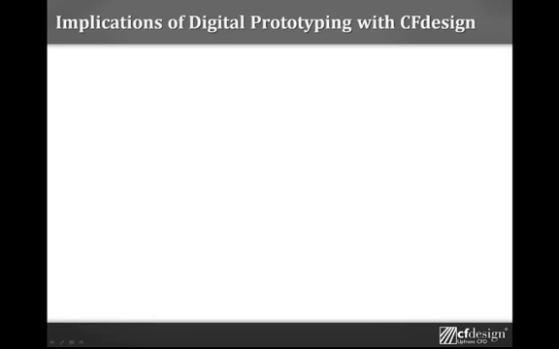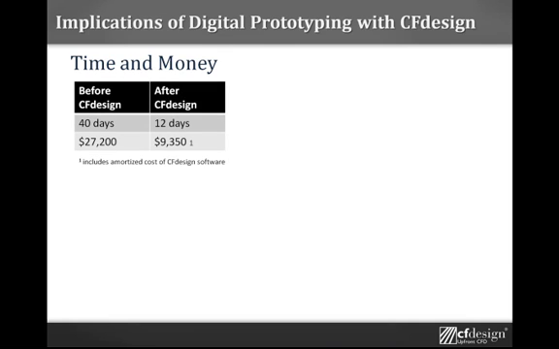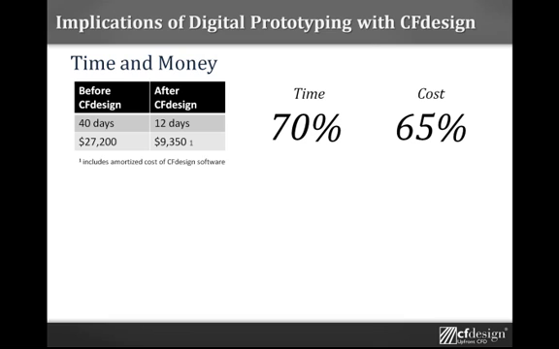Before we get started, I'd like to share some implications of digital prototyping with CFdesign. Let's talk about the time and money that can be saved when you choose to do digital prototyping. A poll of CFdesign customers showed that on average 40 days was needed and over $27,000 to do all of a company's physical testing and prototyping for a single project. After these companies implemented CFdesign, they were only spending 12 days and a little over $9,300 on average. That's a 70% improvement in time and a 65% improvement in cost.